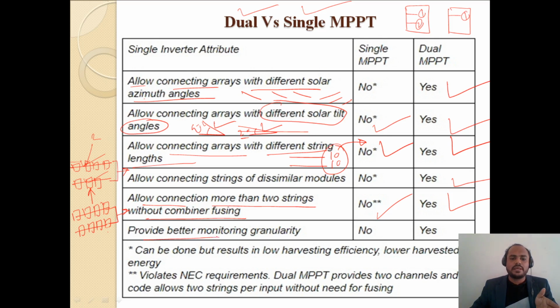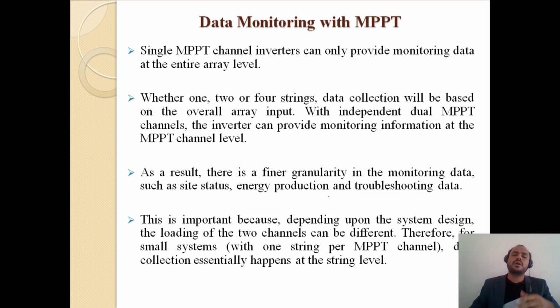Again, it provides better monitoring granularity. It means that array to array we properly monitor how much electricity has been generated by row number 1, how much electricity has been generated by row number 2. So array by array and row by row, we can properly monitor how much electricity in terms of kilowatt hour per day, per month and yearly is getting generated over here. So that is why when we are selecting the inverter, we try to select an inverter with more MPPT functionality, that is the dual MPPT or the triple MPPT.